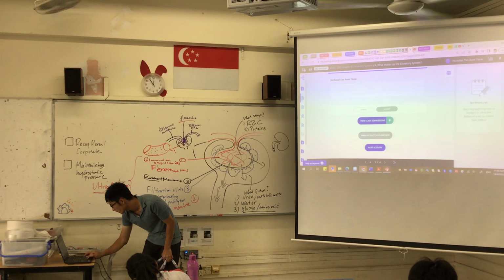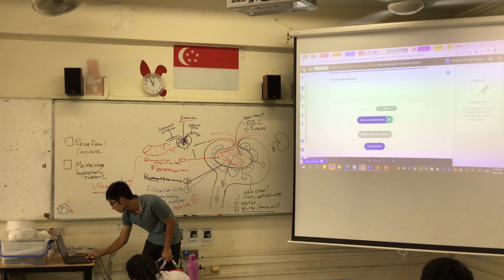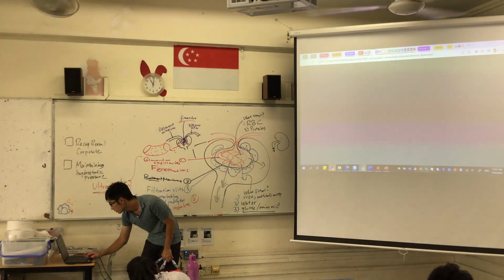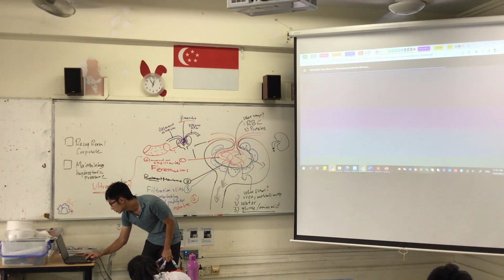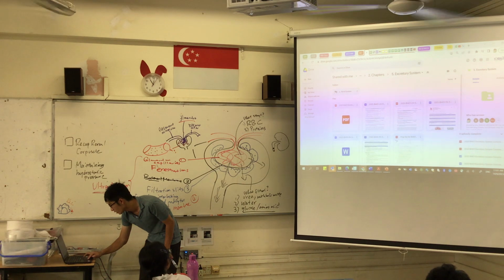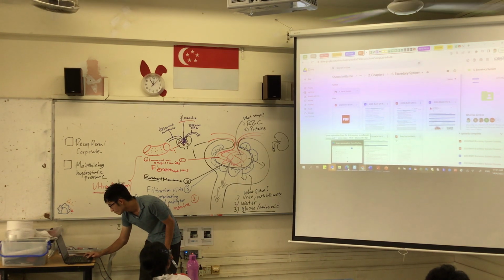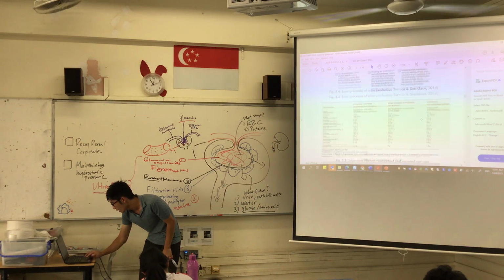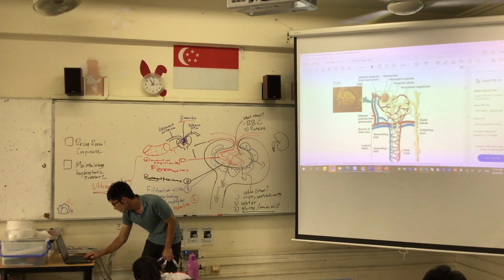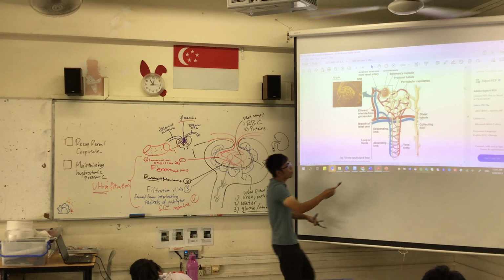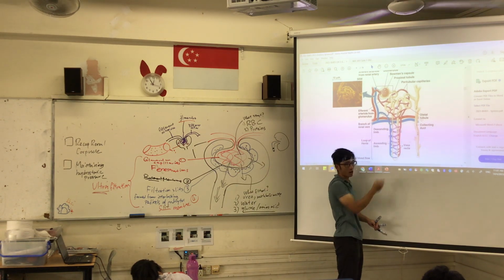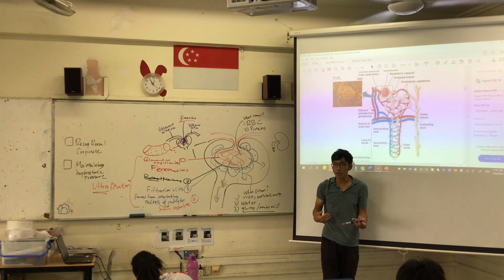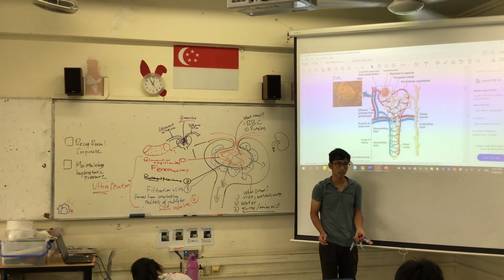Let's just look at the textbook. Here. Okay, we look at this diagram over here. The reason why there are so many blood vessels surrounding the nephron is so that we can reabsorb back all your useful things, so that you don't end up peeing out glucose and amino acids.